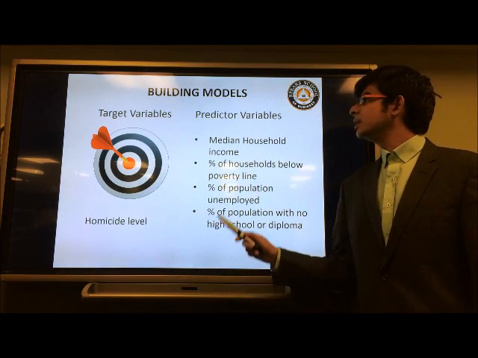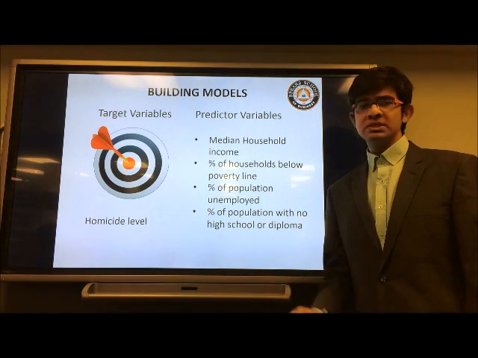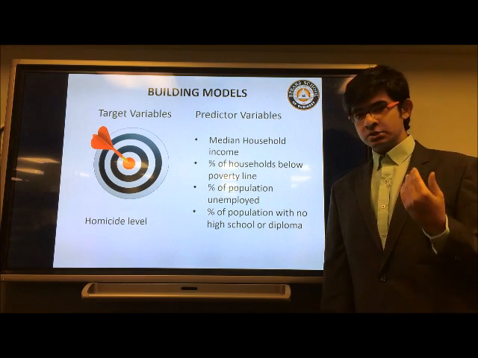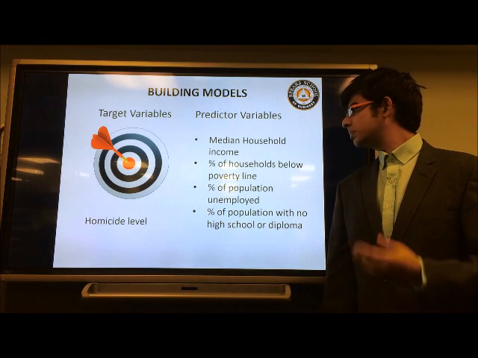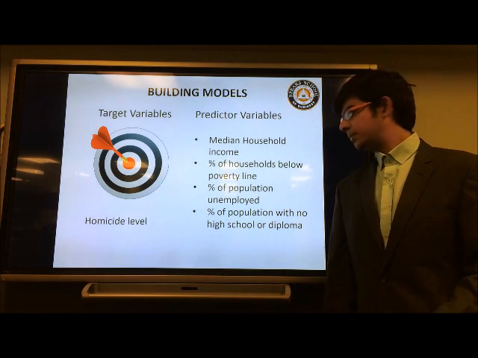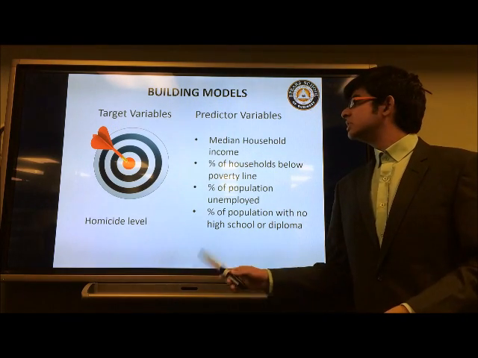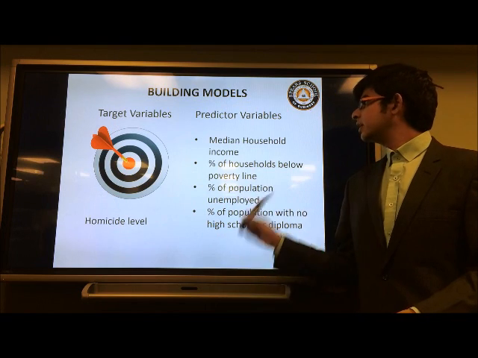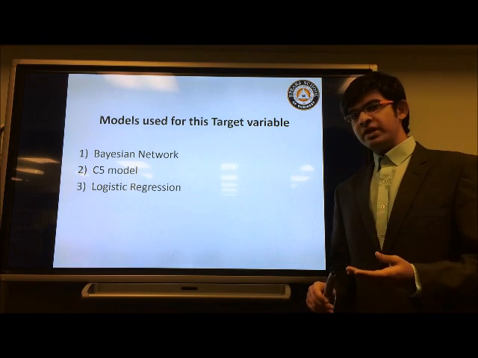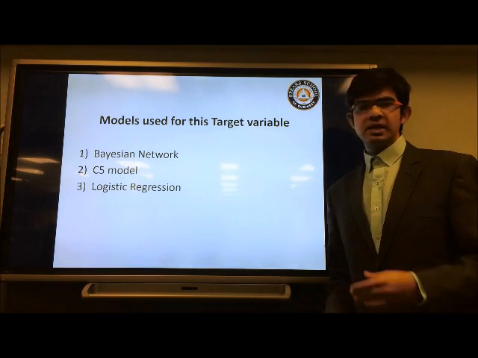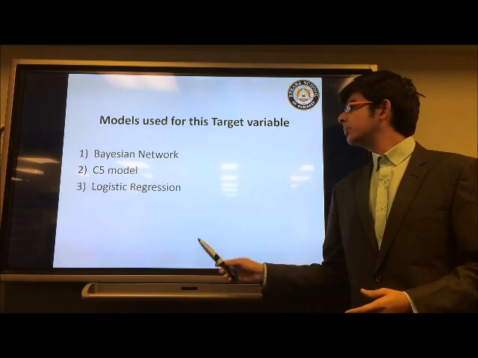The target variable that we used in our case was the homicide level. We wanted to see whether the homicide level will be high or low. And to judge this, we use the predictor variables: the median household income, the percentage of households below poverty line, the percentage of population unemployed, and the population with no high school diploma. To see how the target variable is dependent on the predictor variables, we had to build models. The output variable that we are using is a categorical variable, that is whether it is high or low. It is a flag, basically it is high or it is low. To see this, we had to build models.